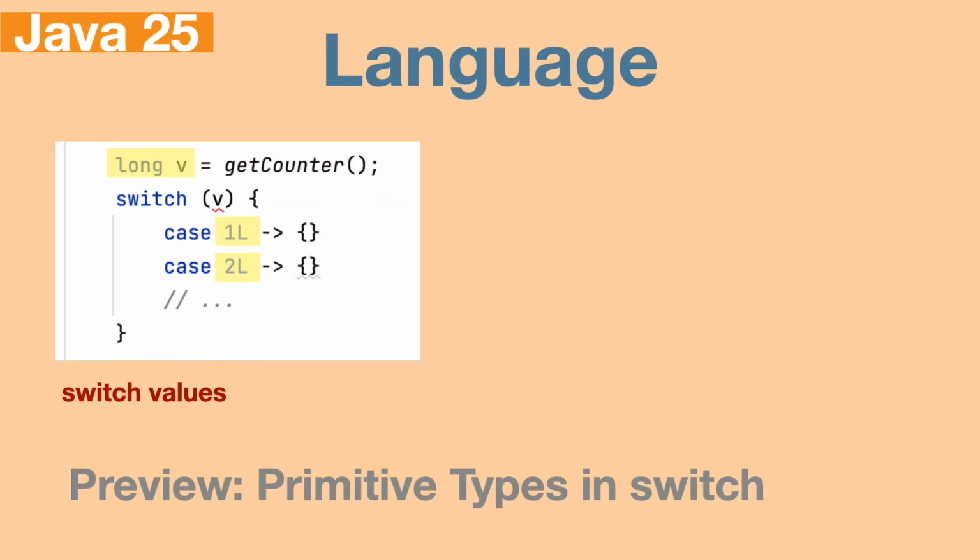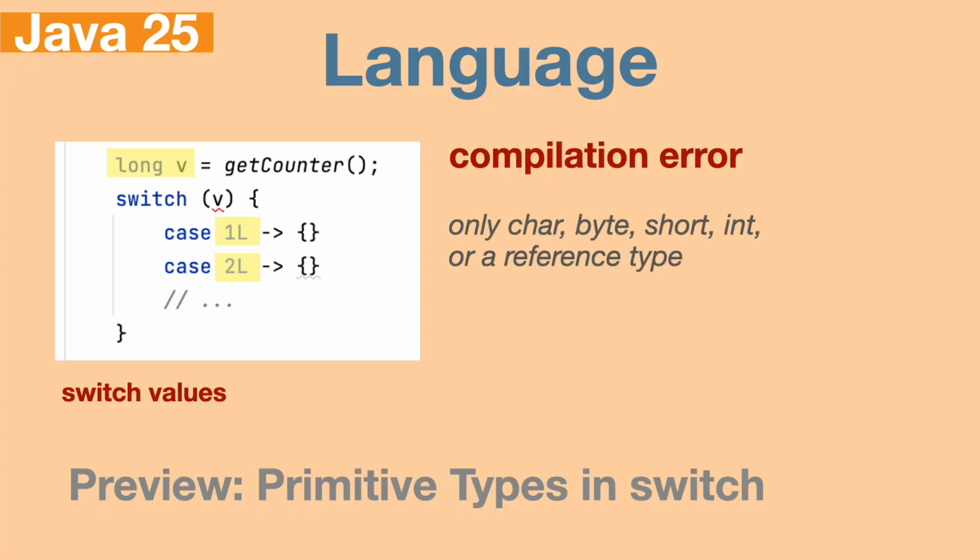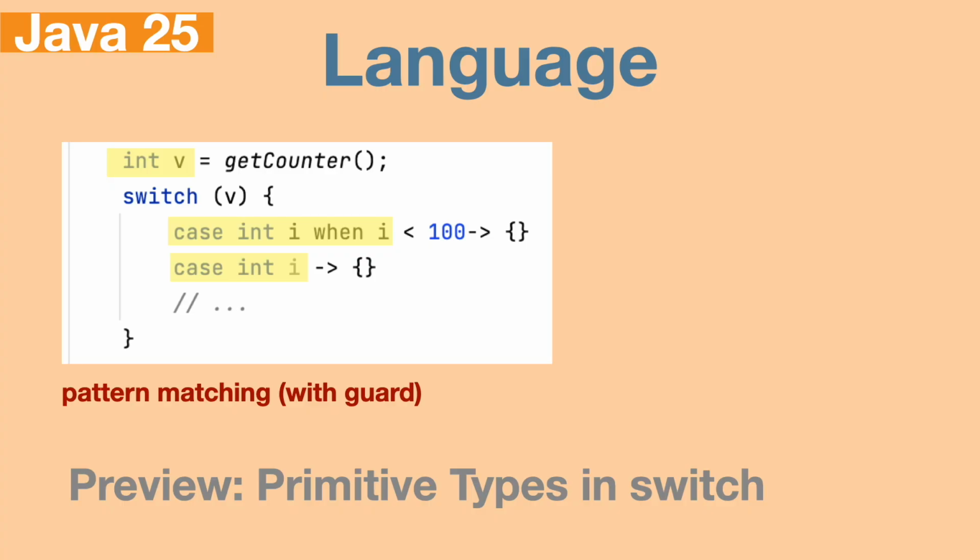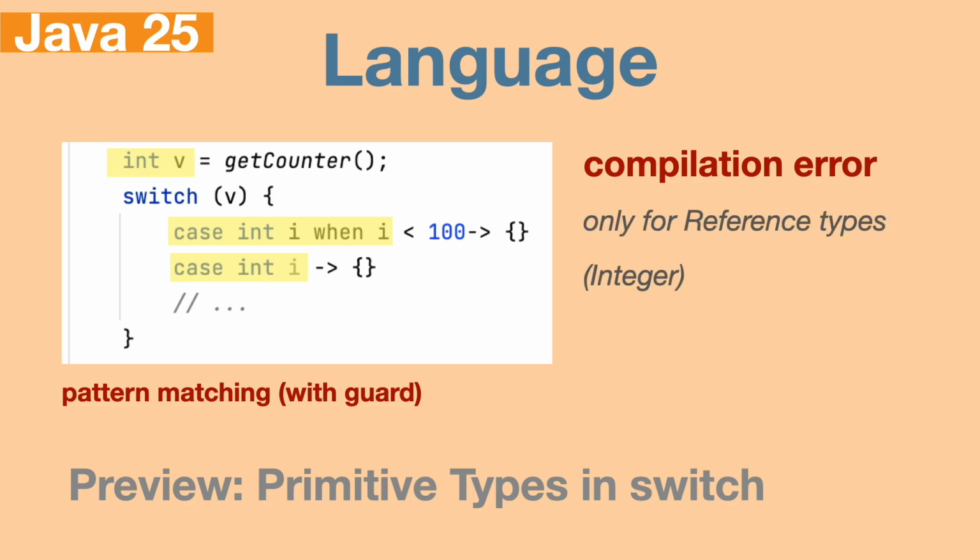There were limitations in the switch operator for some types. The following code would result in a compilation error because the selector expression must be char, byte, short, int, or a reference type. Java 25 removes this limitation and allows more primitive types in the switch operator. Similarly, the following code would lead to a compilation error. This is because pattern matching is possible only for reference types. In the new version of Java, it is possible to check for primitive types. It also applies to guarded pattern matching.